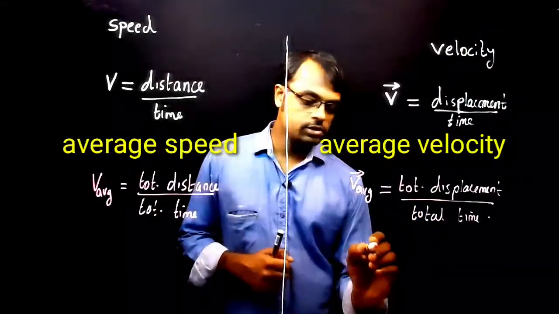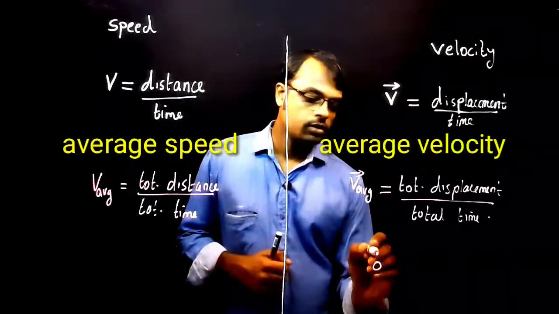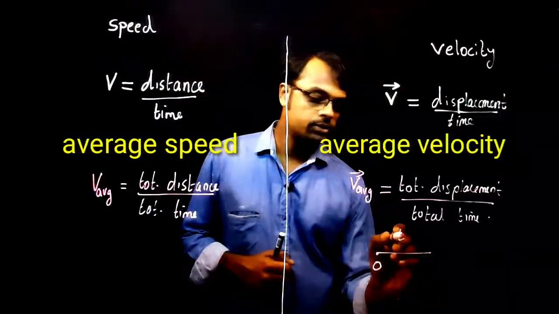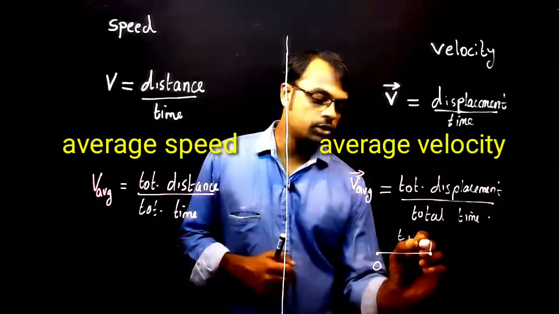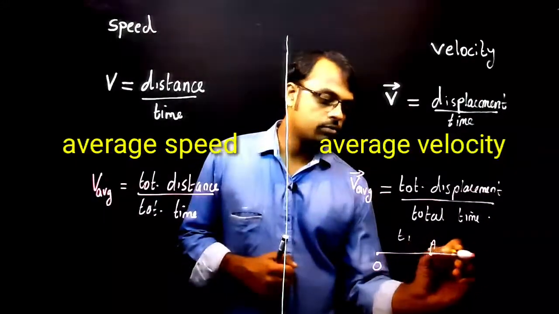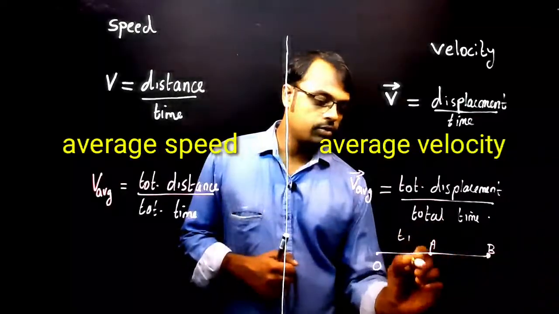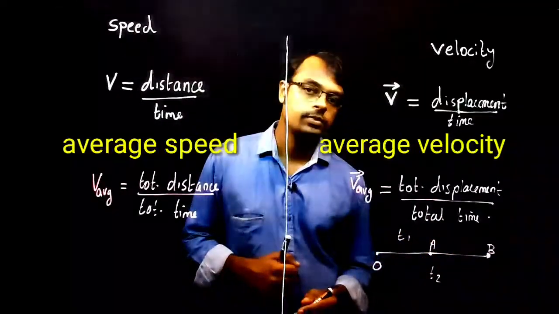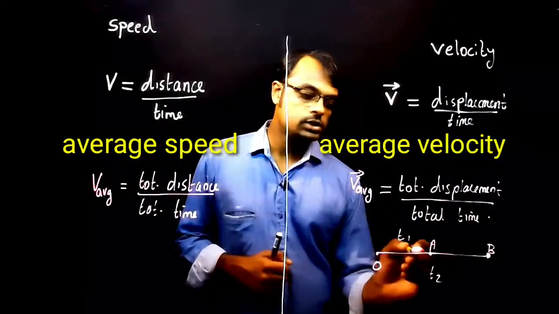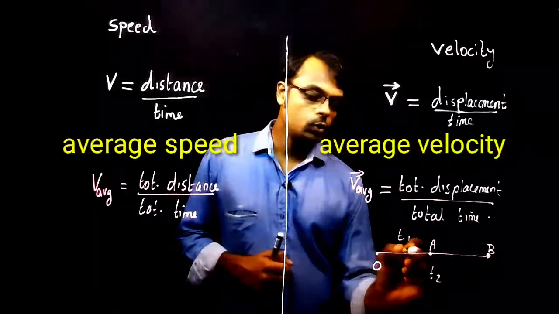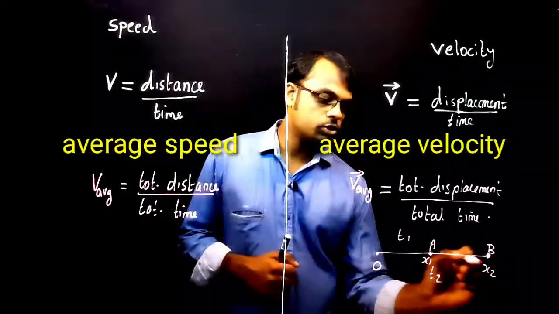So in this example, just imagine this is the origin O. After some time, say t1, the object reaches the position A. After some time, the object reaches the position B at time t2. So what is the average velocity here? Say O to A is the position x1, and O to B is the position x2.